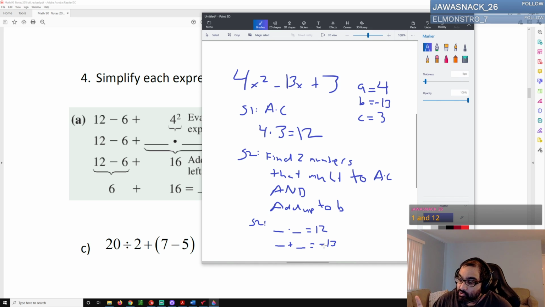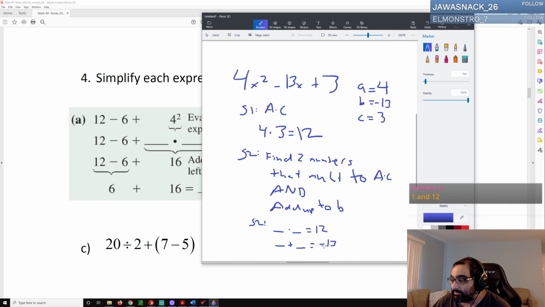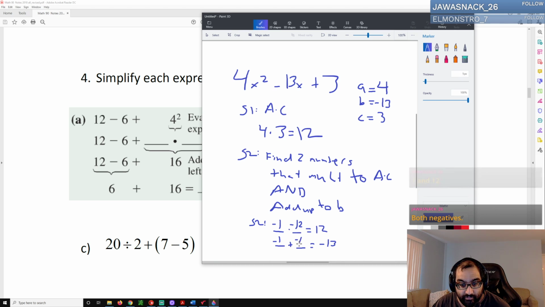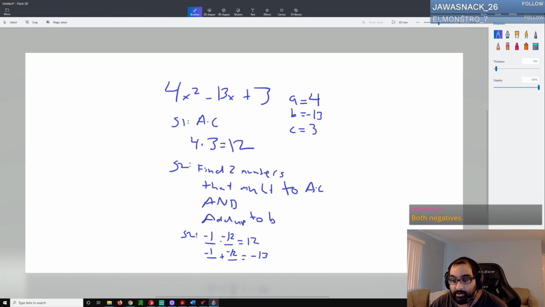So 1 and 12 is almost correct. What would be our two numbers here? You're really close. It wouldn't be positive 1, positive 12. What would it be? Yeah, that's right. So minus 1 and minus 12. Spot on. Okay. Right, so just be careful about that little hiccup there. That can tend to be a little bit nasty.